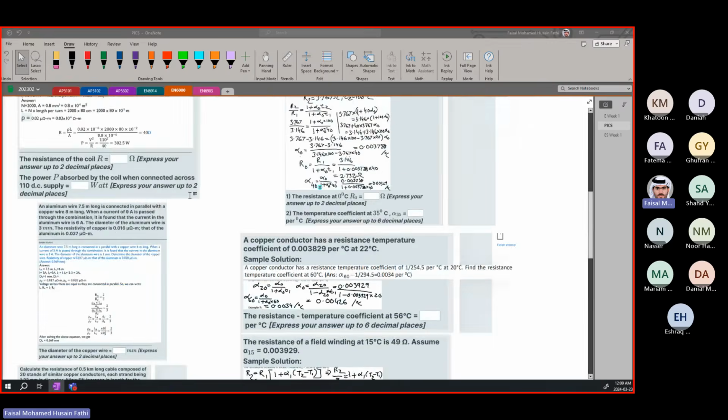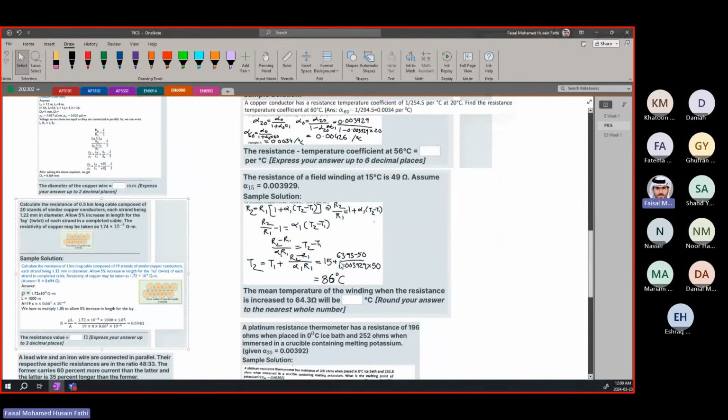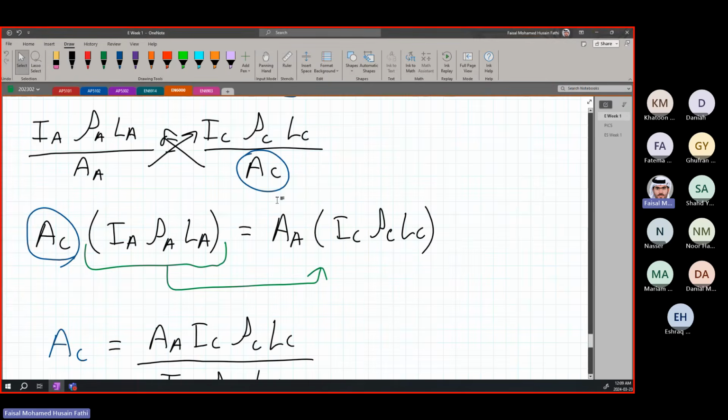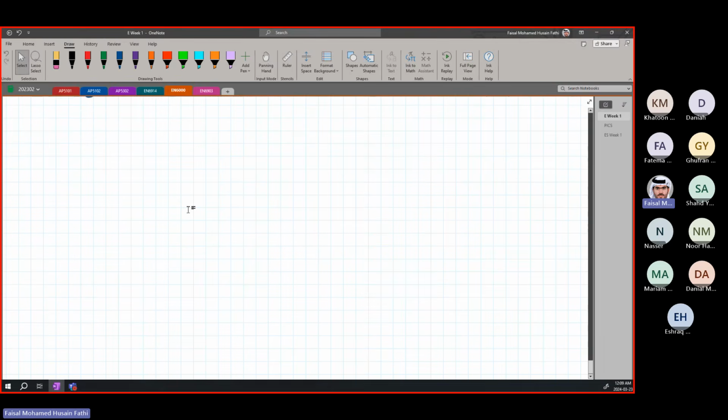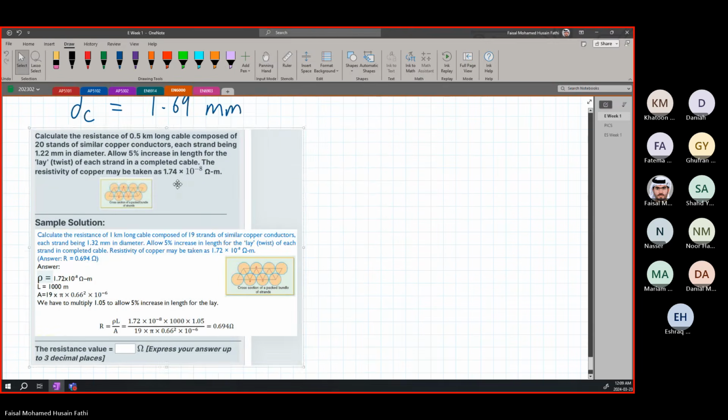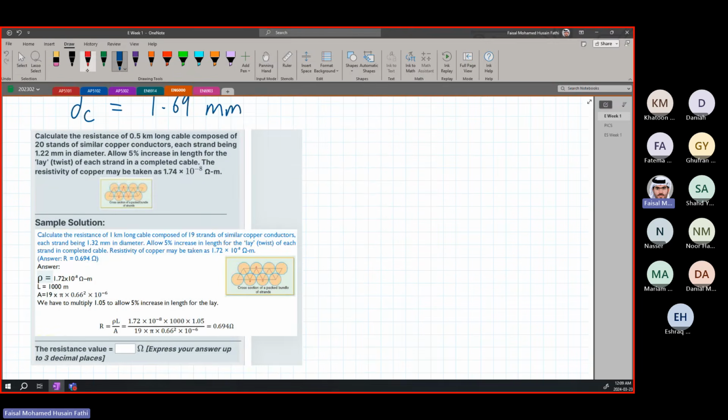All right, let us continue. I'm going to try to solve a bit quicker now because I want to get into temperature as well. Again, when you read the question, take the notes instantly. Calculate the resistance of a 0.5 kilometer long. L is 0.5 kilometers. Kilo means 1000, so you multiply it by 1000 to get it into meters. So this is 500 meters.